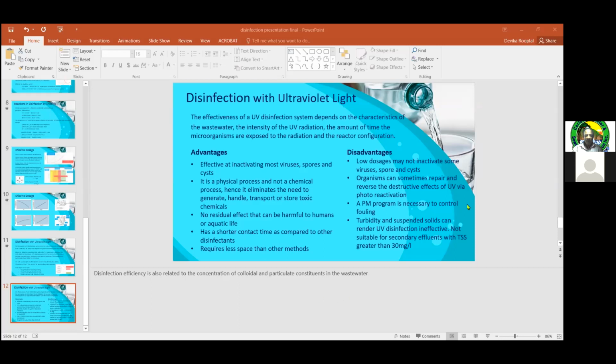What is the impact of high turbidity on chlorination? Can you just repeat the question? Yeah, it's in the box. Does high turbidity affect chlorination?